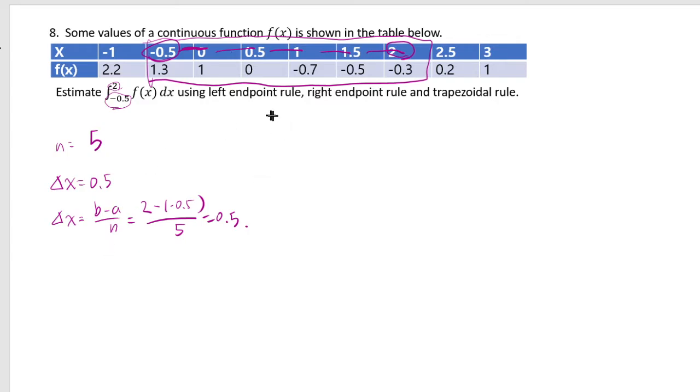Now using this, how do you use the left endpoint? Well, the left sum is delta x times all the values of the function at the left endpoints of each interval. For the first interval, you use 1.3 because that's the left side. For the second interval, you use 1. For the third interval, you use 0. For the fourth interval, you use negative 0.7. For the fifth interval, you use negative 0.5, and because negative 0.3 is the right value of this last interval, it doesn't get used when you're doing the left sum.